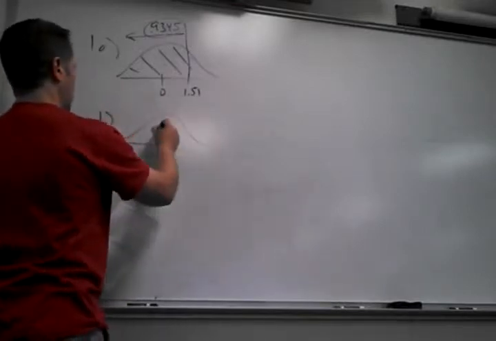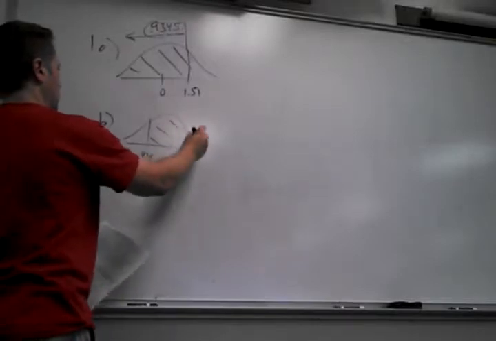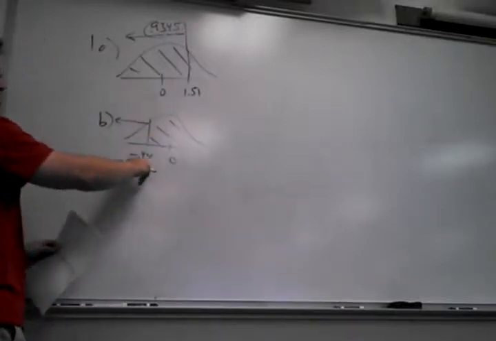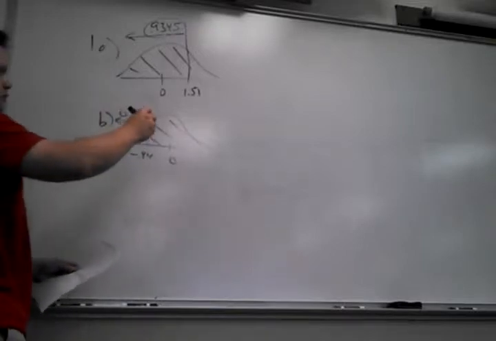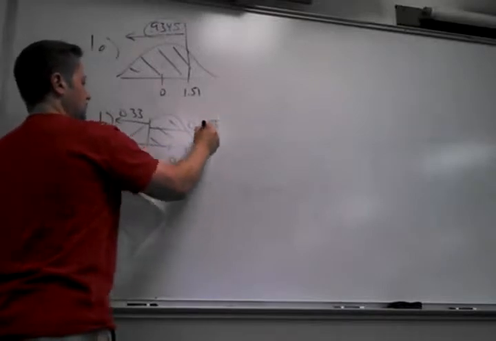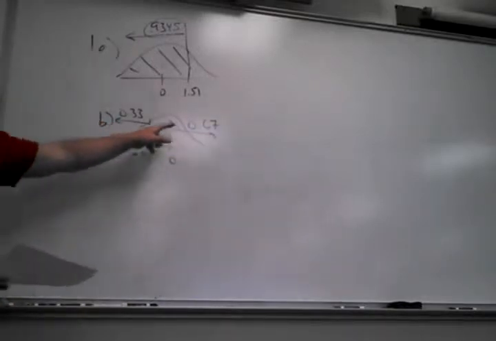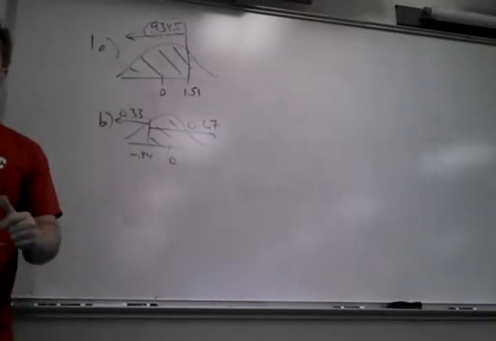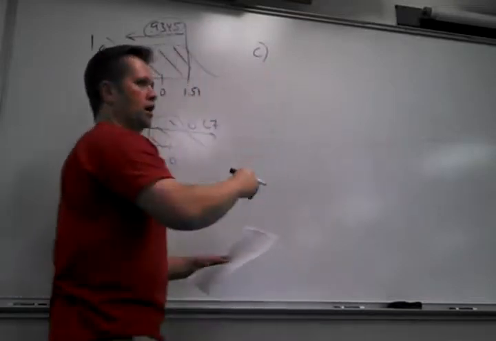Let's see, part B. It's a z greater than negative 0.44, so I want it to be that. If I look up negative 0.44, I get 0.33. So the area above it is 0.67. Or if you use the shortcut, look up positive 0.44, you get the 0.67 immediately. All right, good.